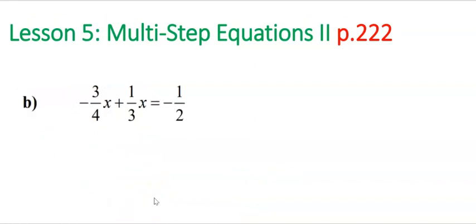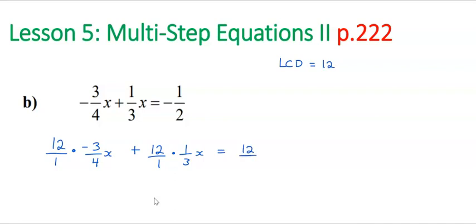For b, we have 3 terms, all have a denominator. We're going to find our lowest common denominator. The LCD of 4, 3, and 2 is 12, so each term will be multiplied by 12. If you don't want to put 12 over 1, you don't have to, but a lot of times I find that it's helpful, especially at the start. So we're going to multiply by 12 in the first term, plus 12 over 1 times 1/3 x. For our second term, it is equal to 12 over 1 multiplied by negative half.